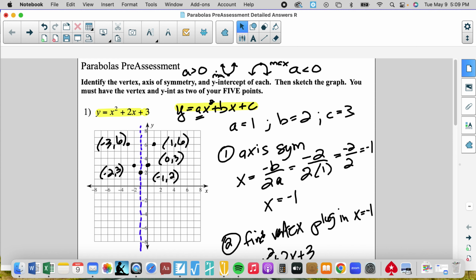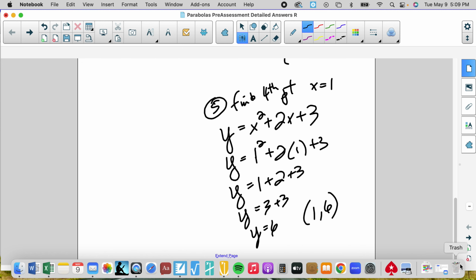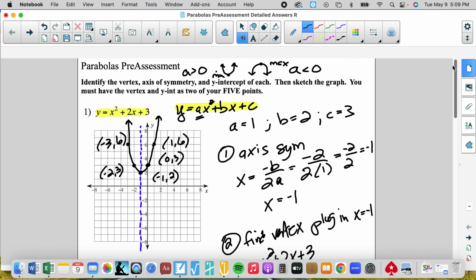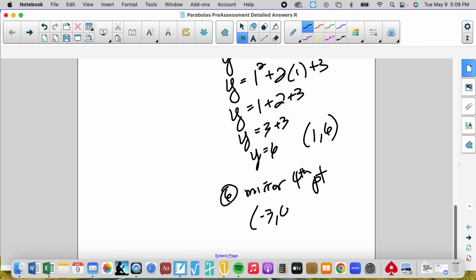Good. So now I have 5 points. Once I have 5 points, I can graph all of the solutions. This line represents all the solutions to this equation y equals x squared plus 2x plus 3. So 5 and 6 is mirror the 4th point. So mirroring the 4th point, -3, 6 was the mirror. Good. All right. That's pretty straightforward.